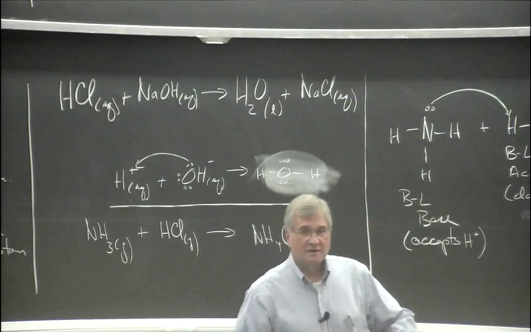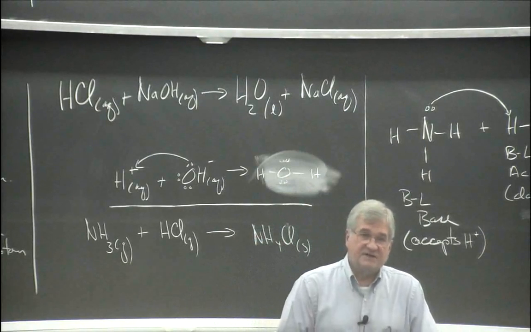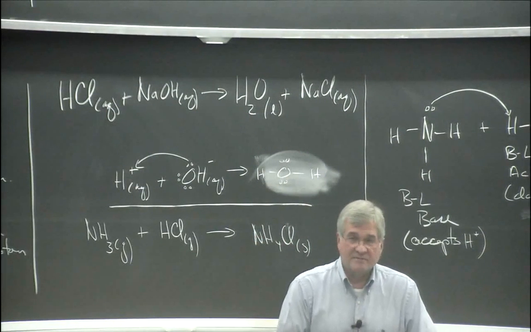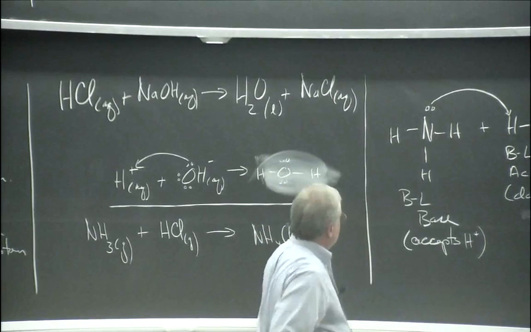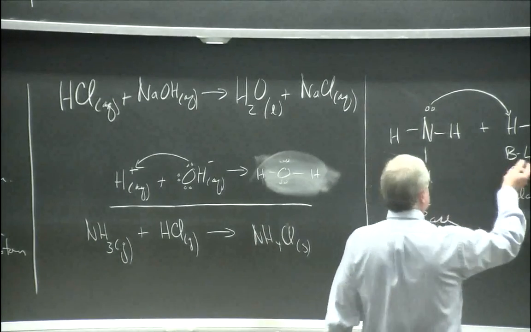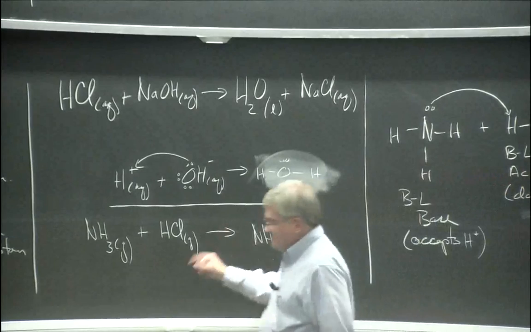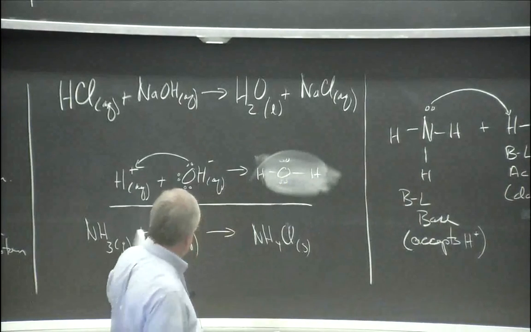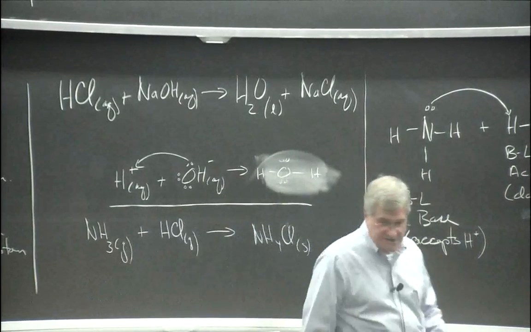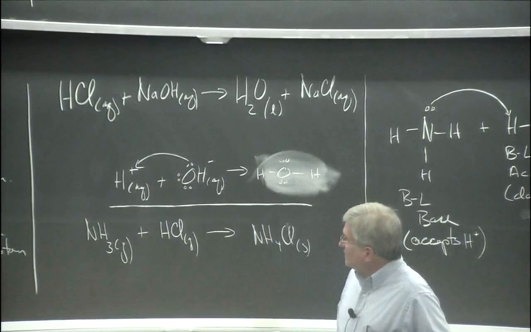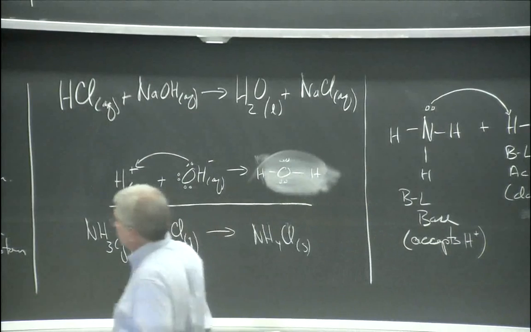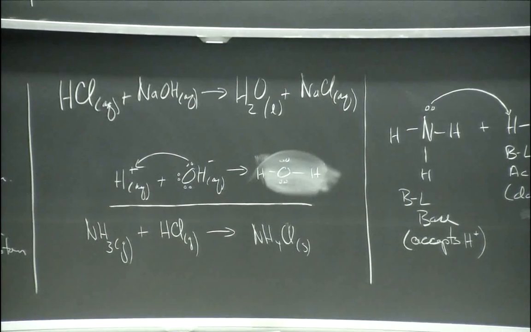Why does it? Because of its structure. It's very what we call basic. The nitrogen is basic enough to pull that hydrogen away. So anyway, here's our Bronsted-Lowry acid, Bronsted-Lowry base. Everything's in the gas phase. The two reactants are in the gas phase. The product is in the solid phase, and it does not fit the Arrhenius definition now. It only fits the Bronsted-Lowry.